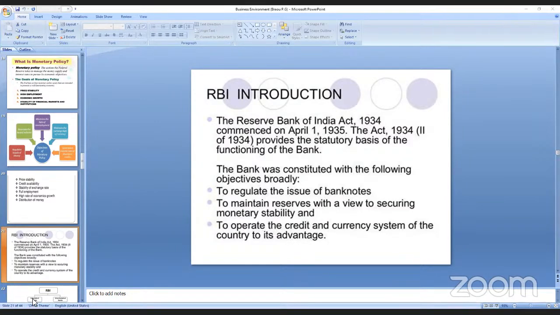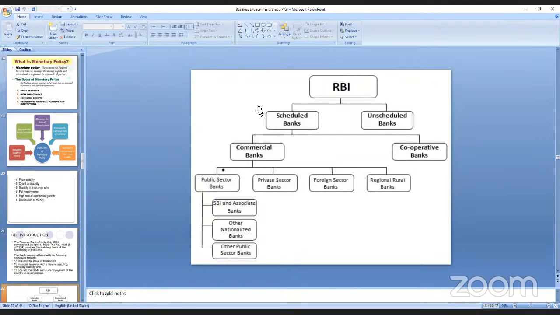Now we'll see the RBI. It is classified into two. One is a scheduled bank and the other one is an unscheduled bank. The scheduled banks are classified again into two. One is commercial banks and the other one is cooperative banks. Cooperative banks are where individual people come forward on their own initiative, make one society and run the banks.